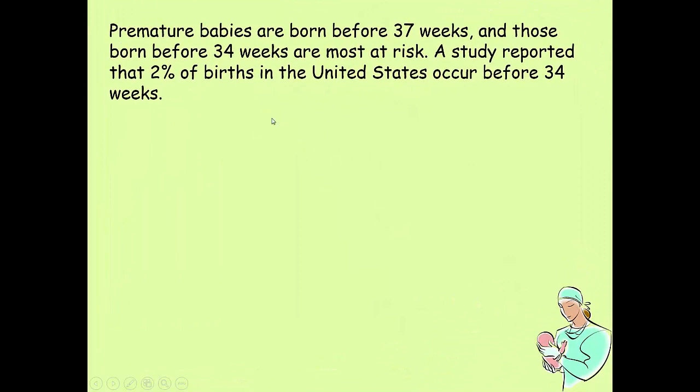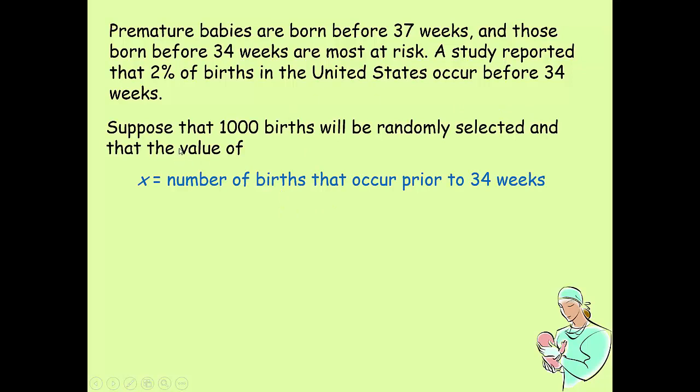For example, premature babies are born before 36 weeks, and those born before 34 weeks are most at risk. A study reported that 2% of births in the United States occur before 34 weeks. Suppose that 1,000 births will be randomly selected and that the value of our random variable is the number of births that occur prior to 34 weeks.